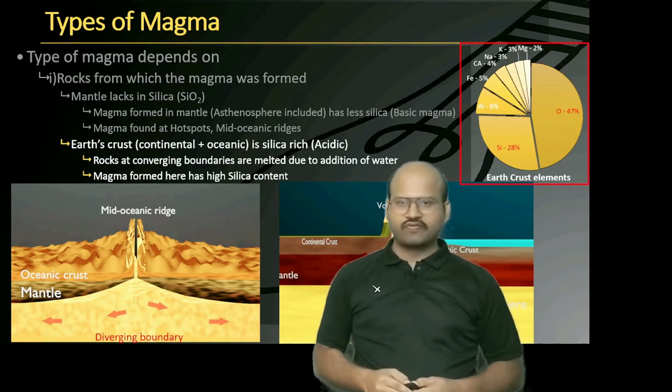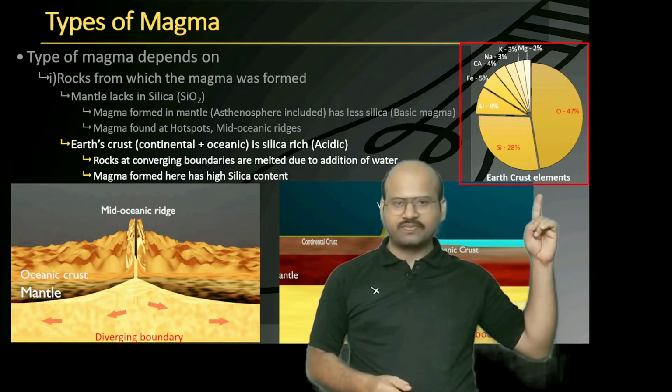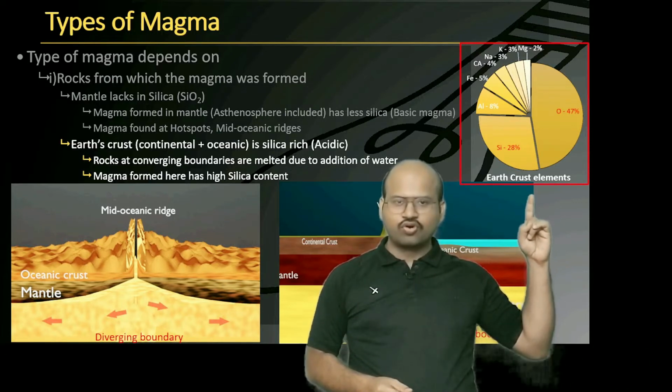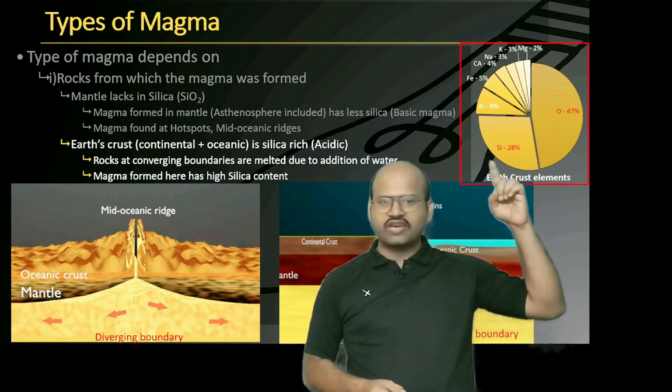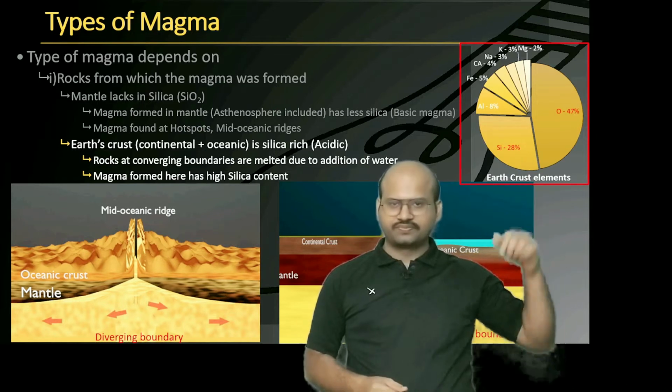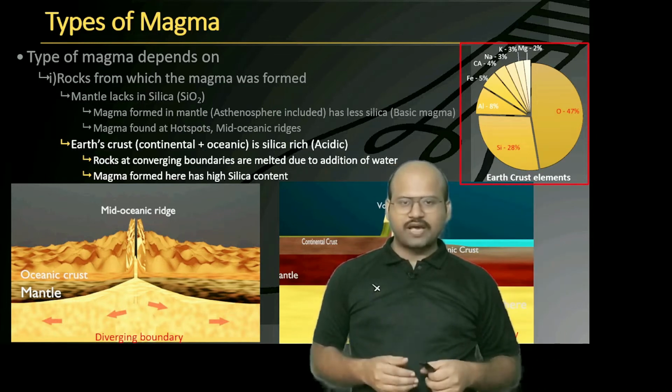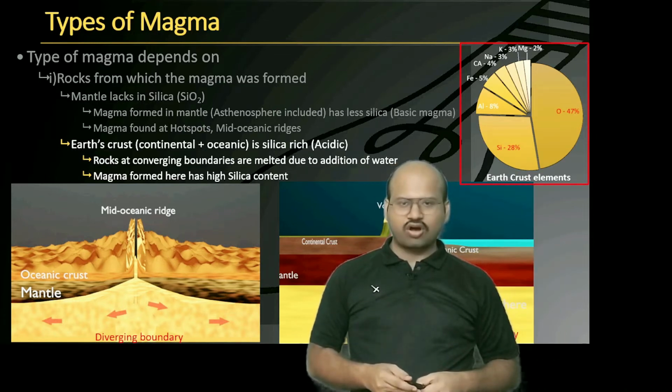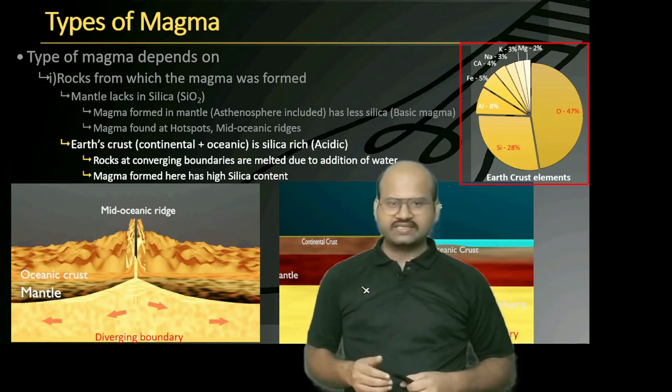On the other hand, when we consider the earth crust, it has higher content of silica. Here we can see the distribution of elements in earth crust for both oceanic crust as well as continental crust. So we see here that there is a very high proportion of silica. Therefore, the magma which is generated by melting the rocks of earth crust has high silica content.